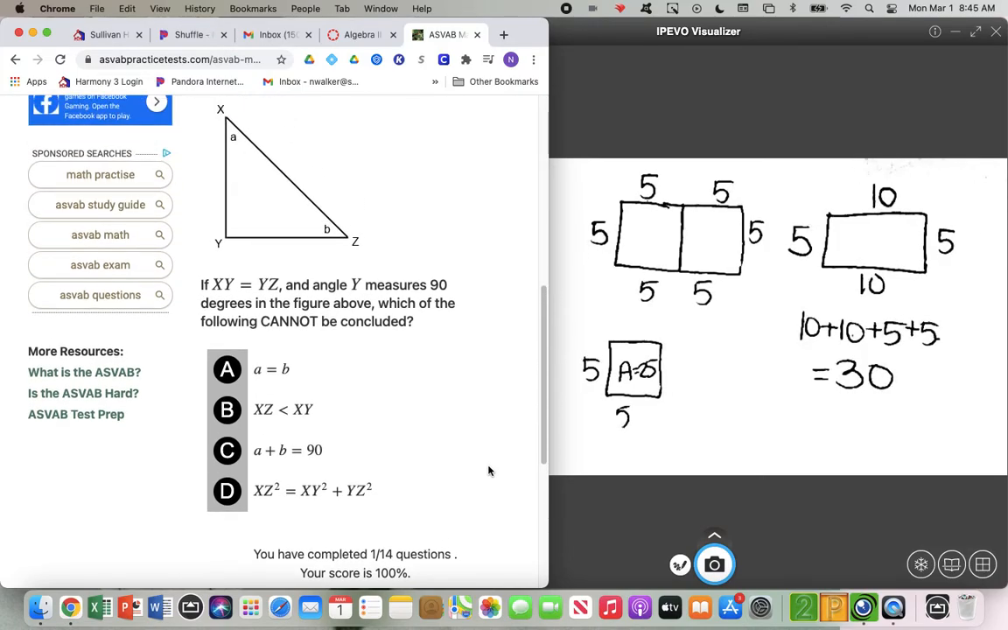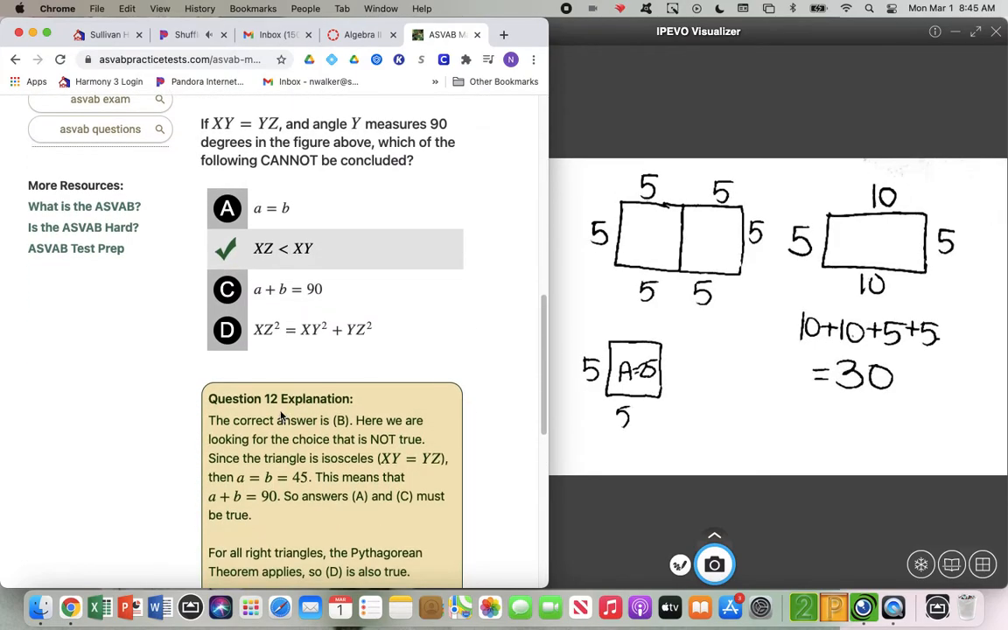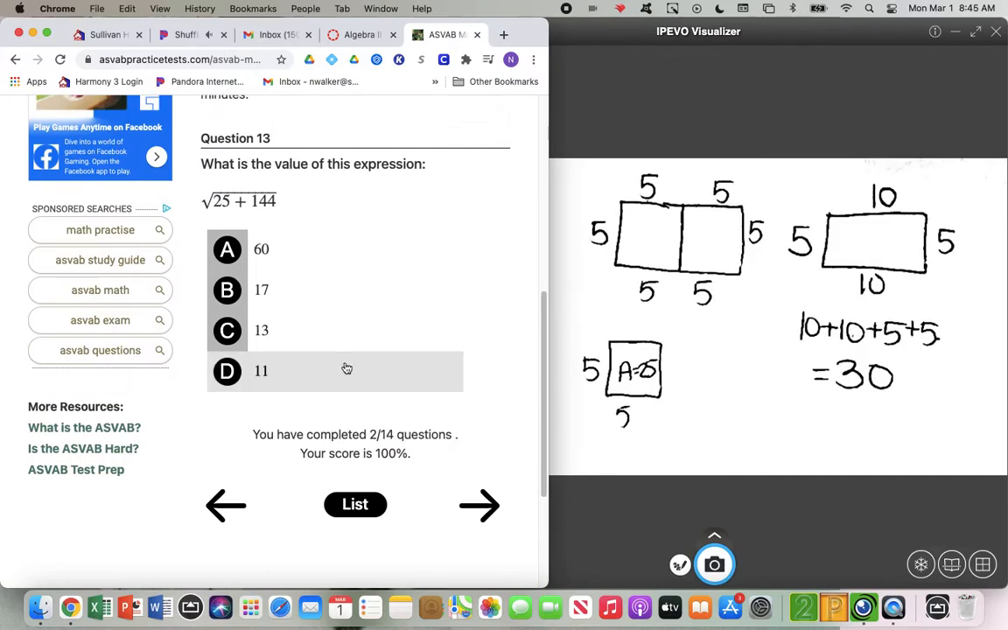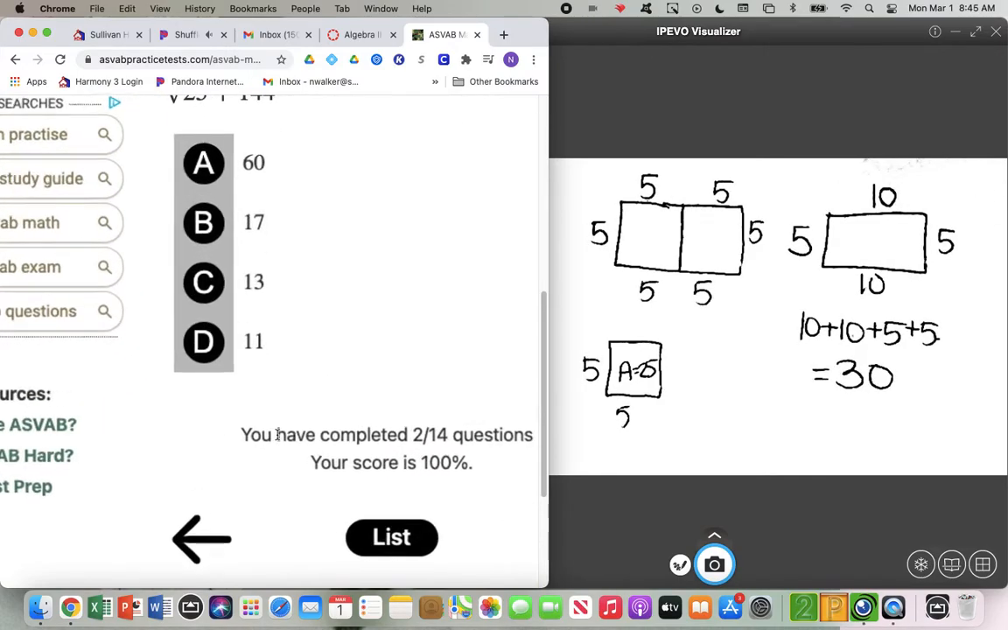Oh, let's see. Which one can't be concluded? Oh, that's true. Oh, that one's okay. All right, I feel like you guys could do this one by yourself.